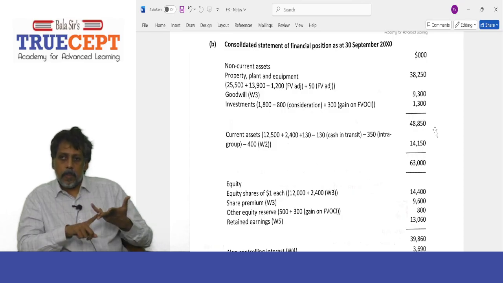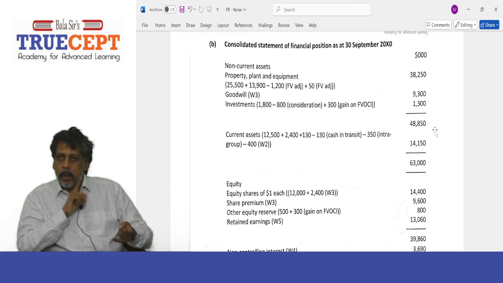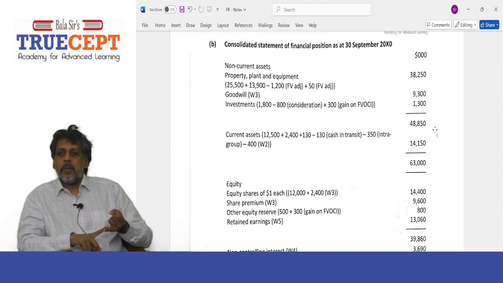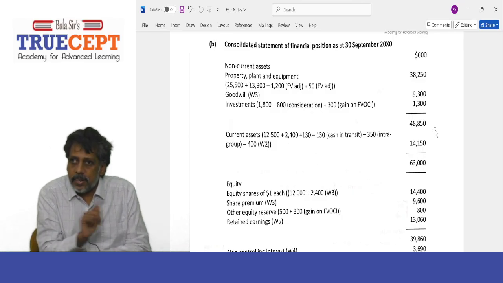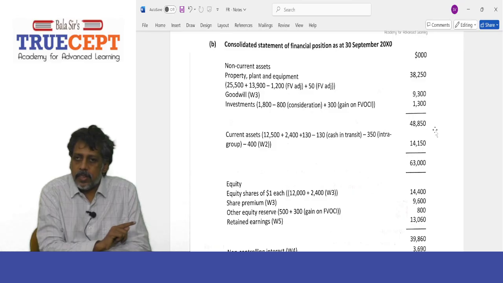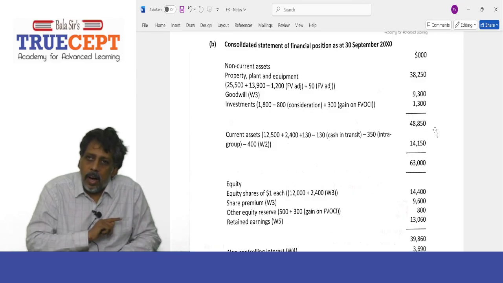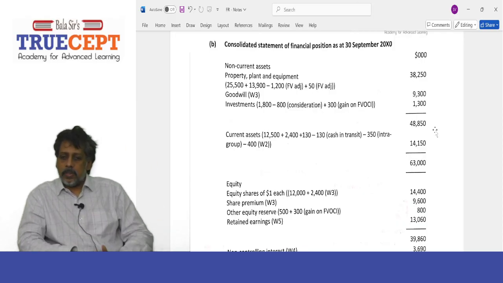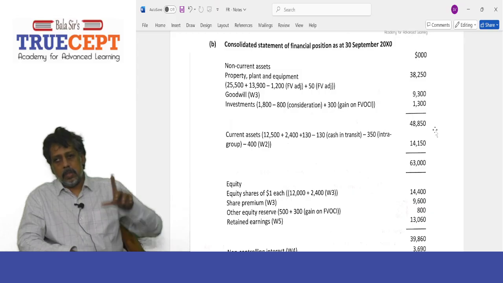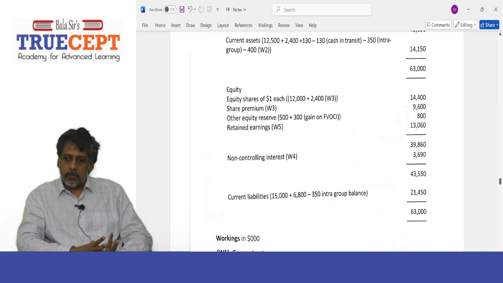12,500 plus 2,400, plus 130, minus 130. Then minus 350 is as good as minusing 480, no? Yes, minus 130 minus 350 is minus 480. And also minus 400 for inventory, the PUP. And what is the net amount? It is 14,150. Then go to the total. Total is 63,000. Then equity and liabilities.